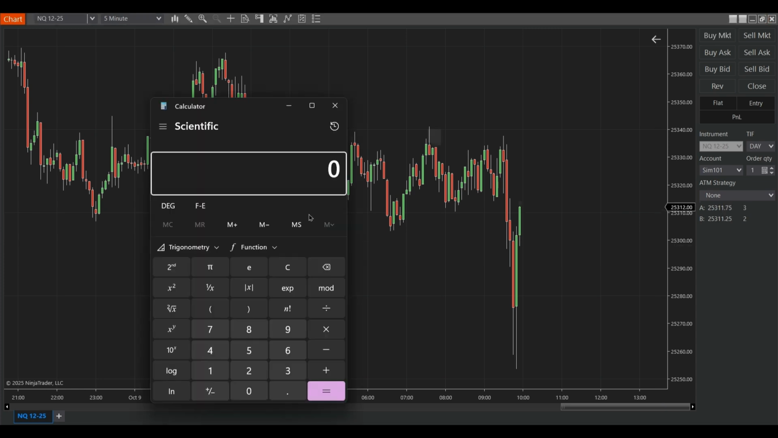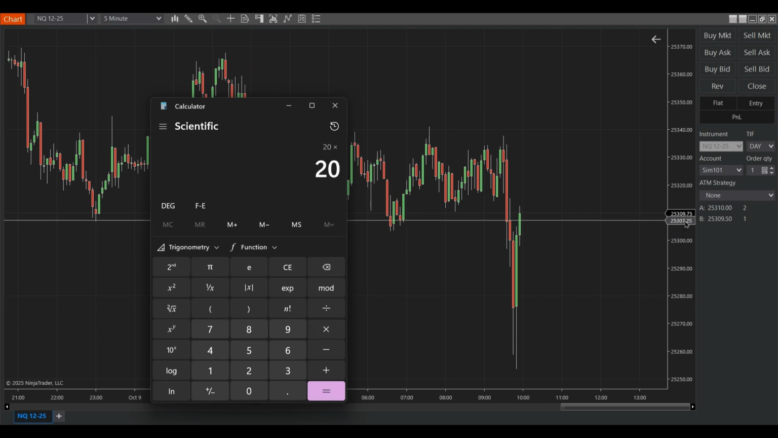We know that the value of each point is $20, and we know that right now the current value of the contract in points is 25,310. That means the value of the futures contract is $500,000 in total. The value of each point is $20, and there are 25,310 points. And that's how we arrive at the value of the futures contract.